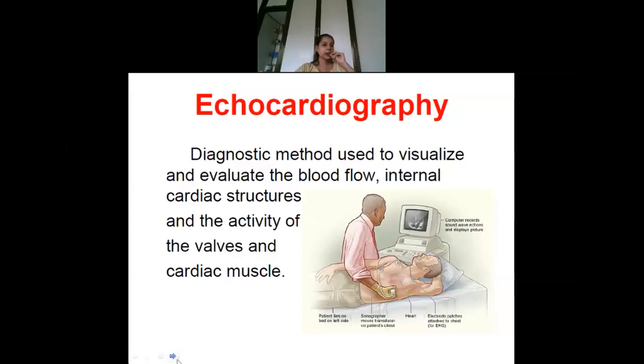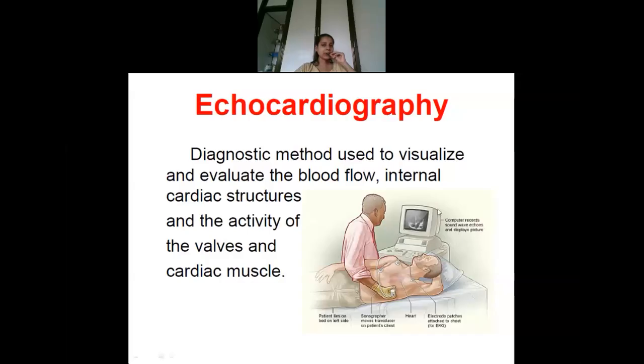Okay, so it is a diagnostic procedure that is done to visualize the heart and the structures of the heart, and also to record the activity of the heart muscles and the heart valve. Okay, so that is echocardiography. You're using the machine that is an echocardiogram.